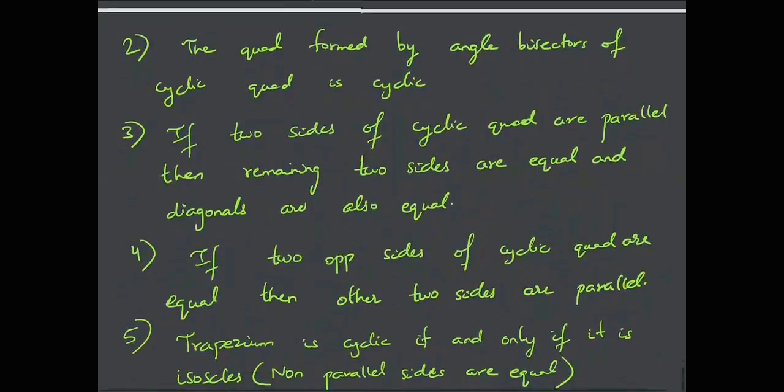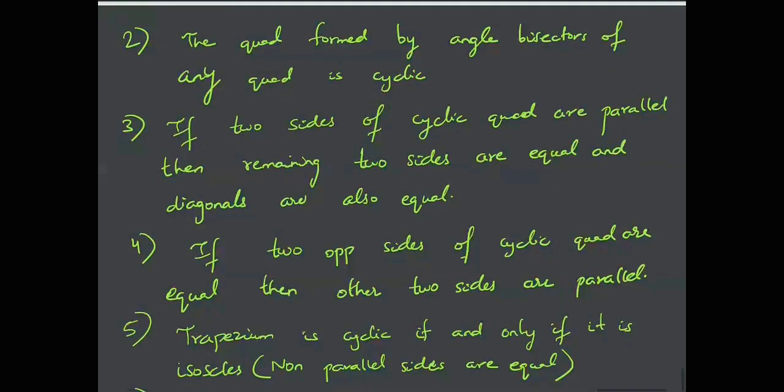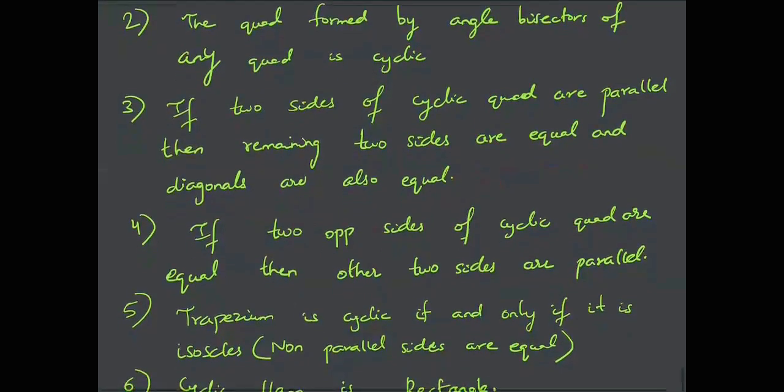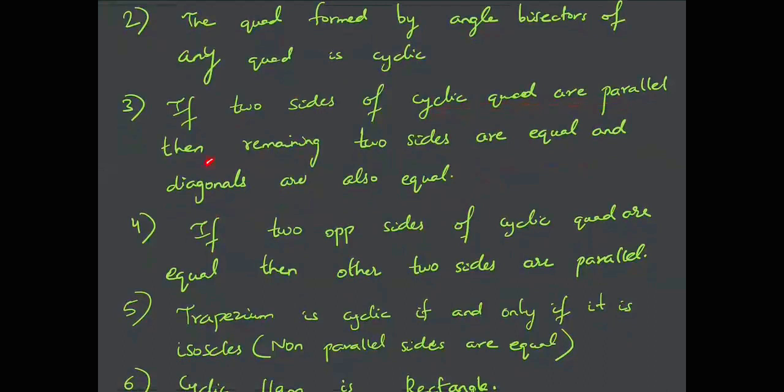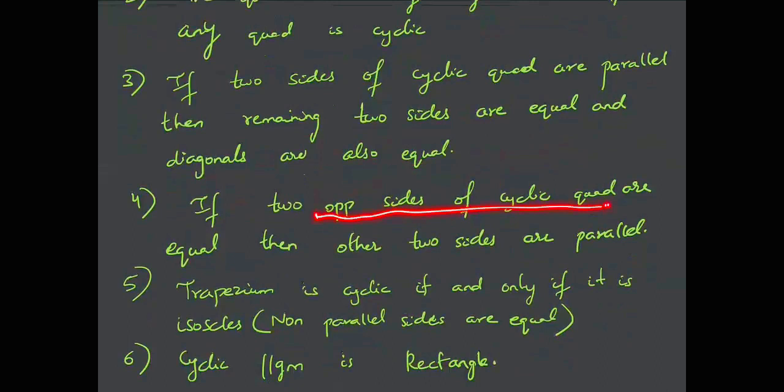The quadrilateral formed by angle bisectors of any quadrilateral is cyclic. If two sides of a cyclic quadrilateral are parallel, then the remaining two sides are equal and the diagonals are also equal. This is what we have proved in the question. If two opposite sides of a cyclic quadrilateral are equal, then the other two sides are parallel. This is also what we have proved.